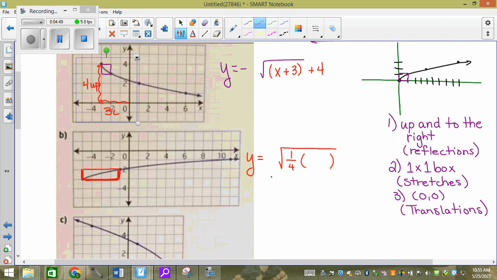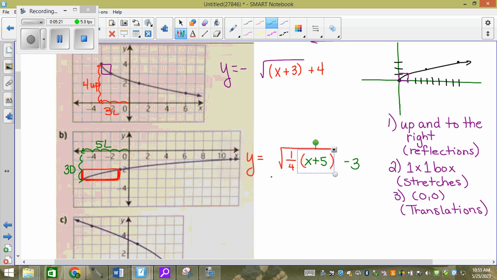Okay, last question. Is it on 0, 0? No, it is currently 1, 2, 3, 4, 5 to the left, 1, 2, 3, down. This only works with radicals because they start at 0, 0. So if I want 5 left, I go x plus 5, 4 down, minus 4. No, 3 down, sorry, minus 3.